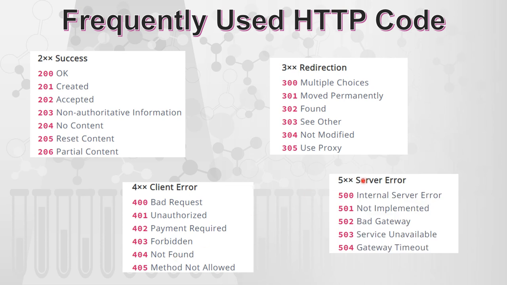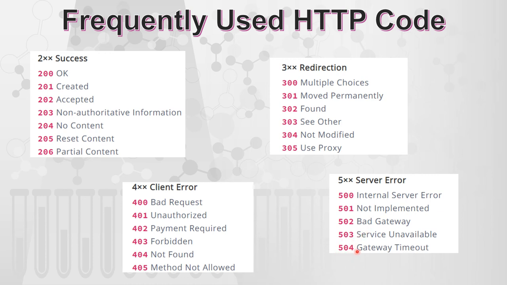Last is the server error category. So 500 is the internal server error, which indicates that there was some issue with processing of that request. One more thing could be the service unavailable, which indicates that that request could not be processed either because the server was not available or it was down due to some reason.